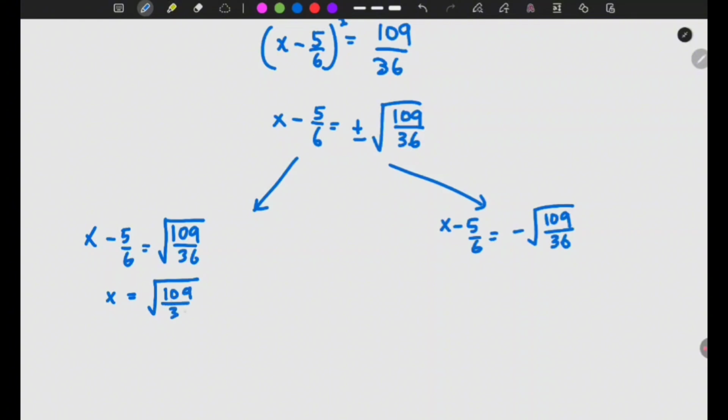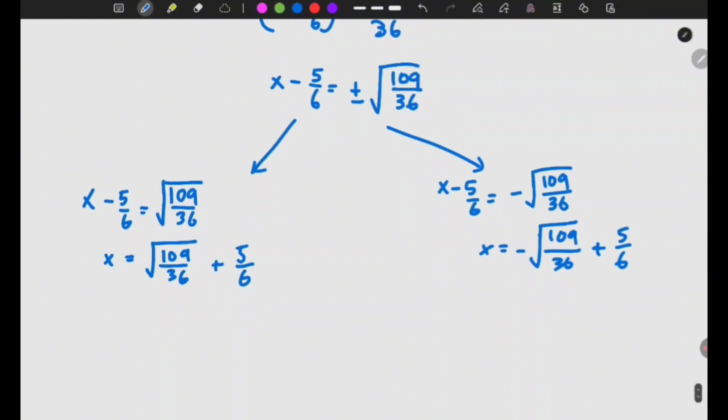When you press the calculator, you will get square root of 109 over 36 plus 5 over 6. You'll get 2.5734. And for this part, pull out negative square root of 109 over 36, and you press plus 5 over 6 in the calculator, you will get negative 0.9067. And there you go, I found the x. So this is how we do completing the square.